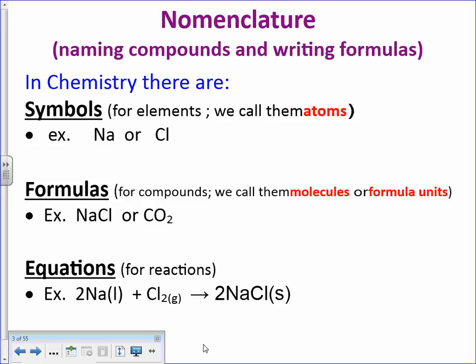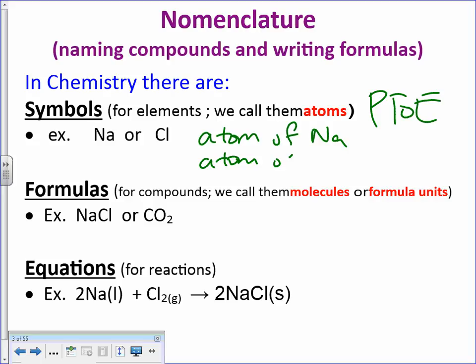So we have the alphabet, aka the symbols that we use. So those are going to be just whatever we found on the PTOE. It's just going to be simply the periodic table of elements that has all the symbols that we would ever need. But if you had to associate another noun with the symbol, you would call it an atom. Like I have an atom of sodium, or an atom of chlorine. Okay, so it's describing the symbol. So that's what we call atoms.